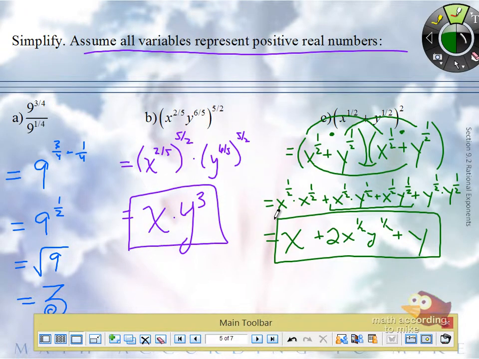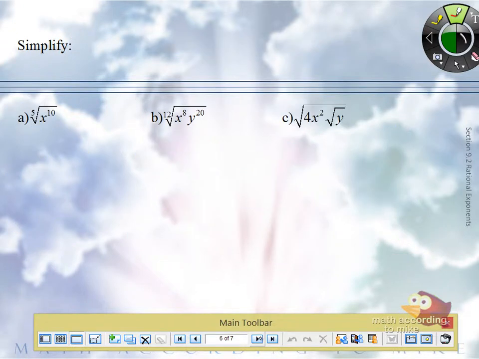So these were all rational exponent problems. Let's do some where we're simplifying radicals. What I want you to start to think about, especially for A and B, is that a radical can be written back as a fractional exponent. So the fifth root of x to the 10th is the same thing as x to the 10 fifths. 10 fifths reduces down to x squared.